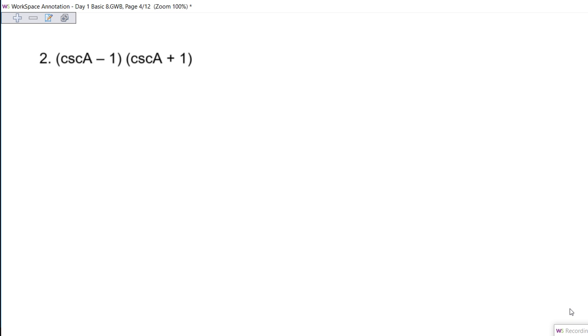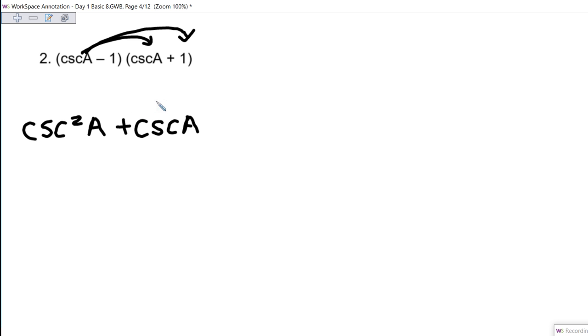Here again, we are multiplying two binomials. So go ahead and double distribute or FOIL method, same thing. So cosecant of A times cosecant of A would be cosecant squared of A. So this time we're using A instead of theta. And cosecant of A times 1 is cosecant of A. Distribute the negative 1. What's negative 1 times cosecant of A? Negative cosecant of A. And what's negative 1 times positive 1? Negative 1.